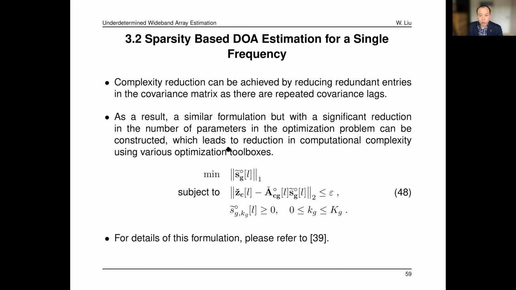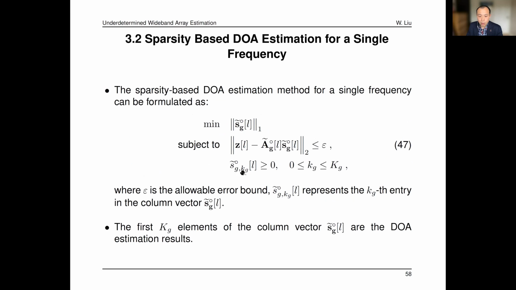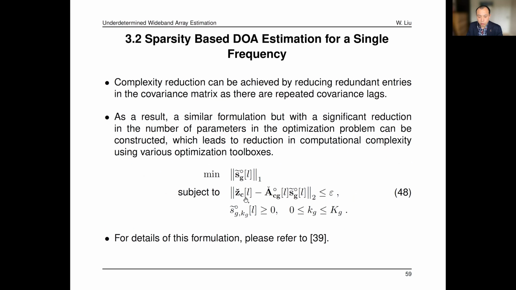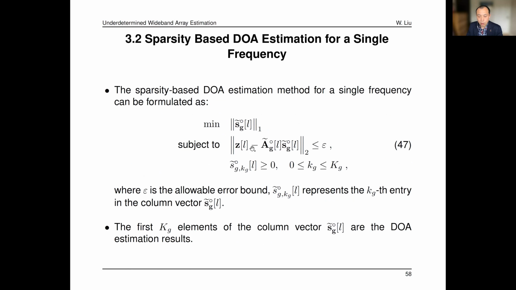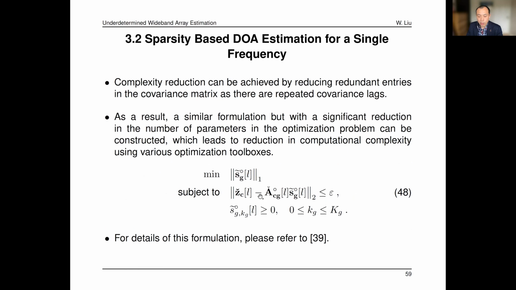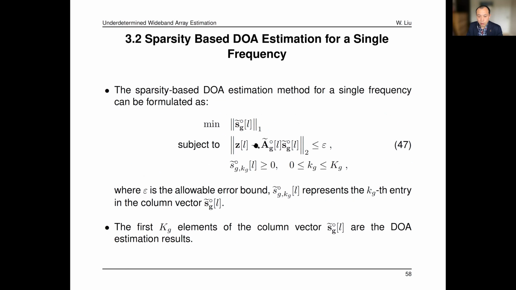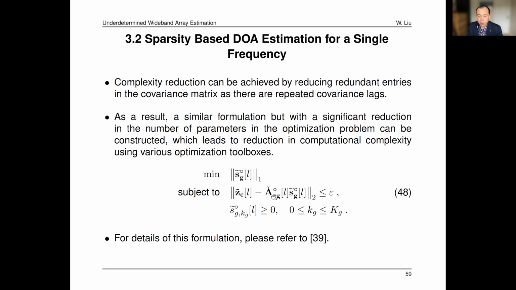So after reducing these redundancies, you have the new formulation, a similar one. We just use a different symbol to represent the new data model, but the same idea. The only thing is that if you compare this one and this one, we have merged some repeated correlation lags.